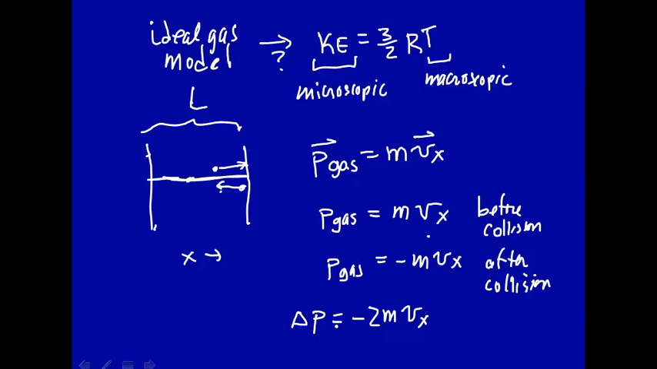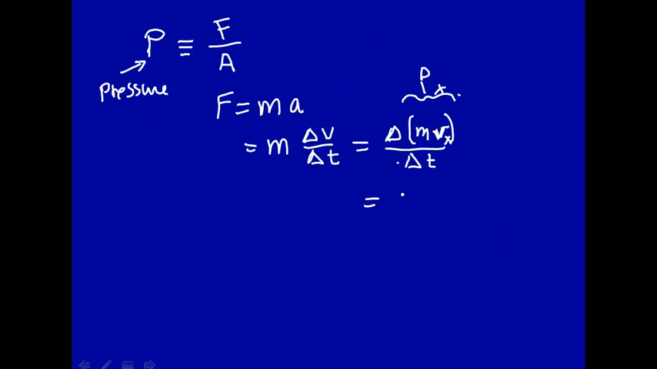So the change in the gas momentum is minus 2mv, but it transferred that momentum to the sides of the container. So the change in momentum in terms of the gas container wall is plus 2mv. So this is equal to how the momentum in the x direction changes with time, and that's equal to plus 2 times the mass times the velocity in the x direction divided by delta t. So that's what the force is.